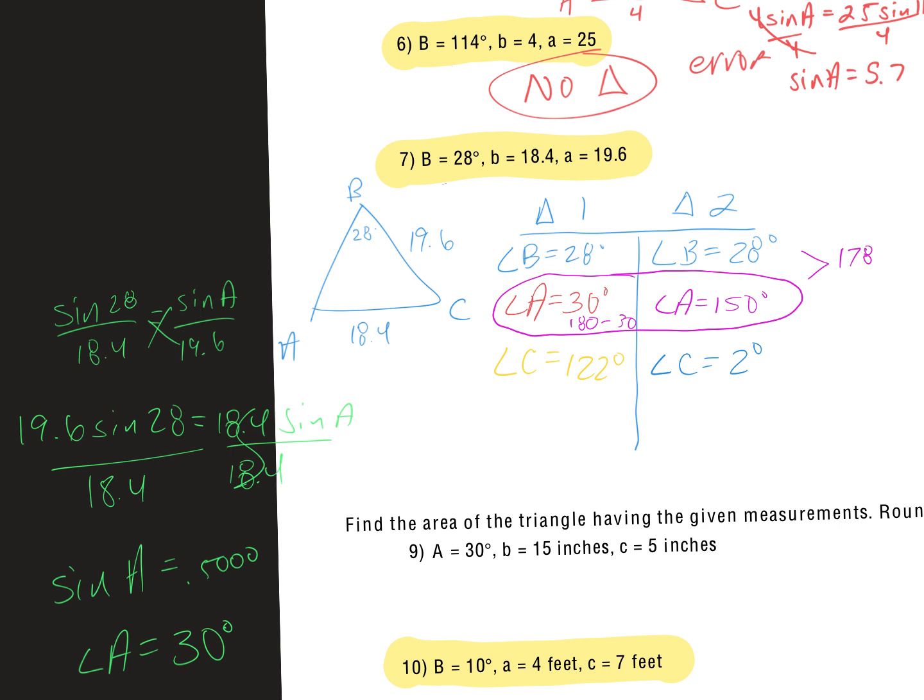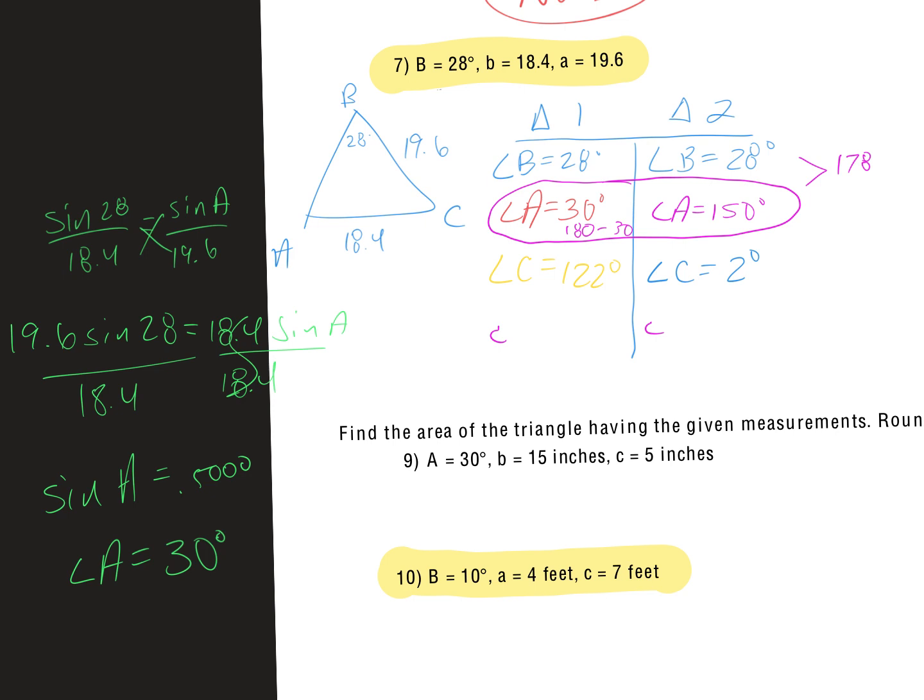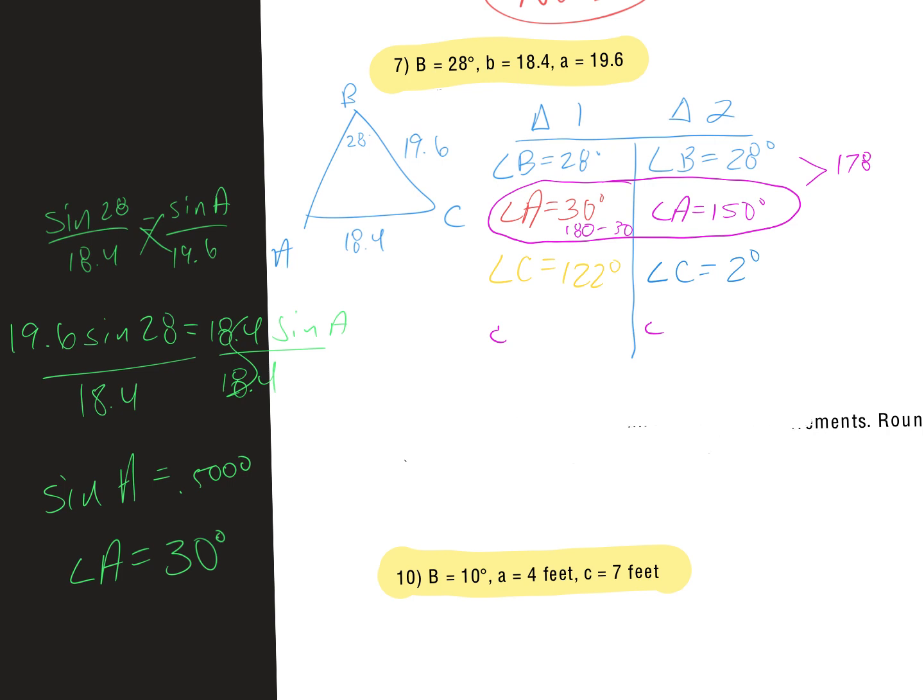So now you still have missing pieces. Your directions are going to say solve the triangle. We know all three angles now in both triangles. We know two of the sides in both triangles. What are we missing? We're missing side C in both of them. So you need to find side C in both of them. It's up to you to figure out all the pieces of information that you're missing and that you need to find.